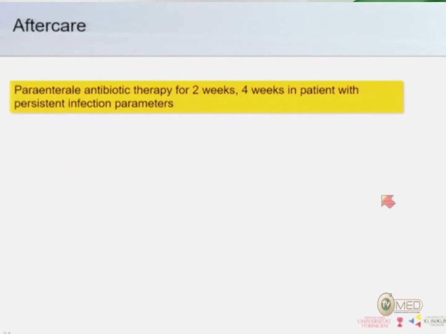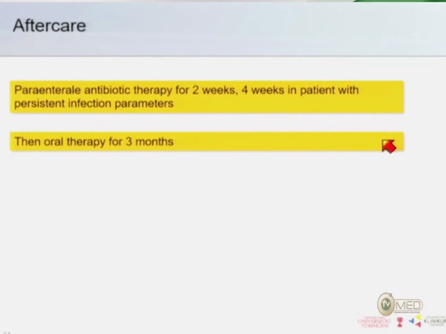Then something about the aftercare. I think it's important to give antibiotics, of course. We do it parenterally for 2 weeks, and then we want to see a decrease of the infectious parameters in the blood. If they persist, we do parenteral antibiotics for 4 weeks. Then we add oral therapy for 3 months. A long period, but I think it's necessary. Some other studies said 6 weeks are okay, but I think in these cases you have to take the safe way.